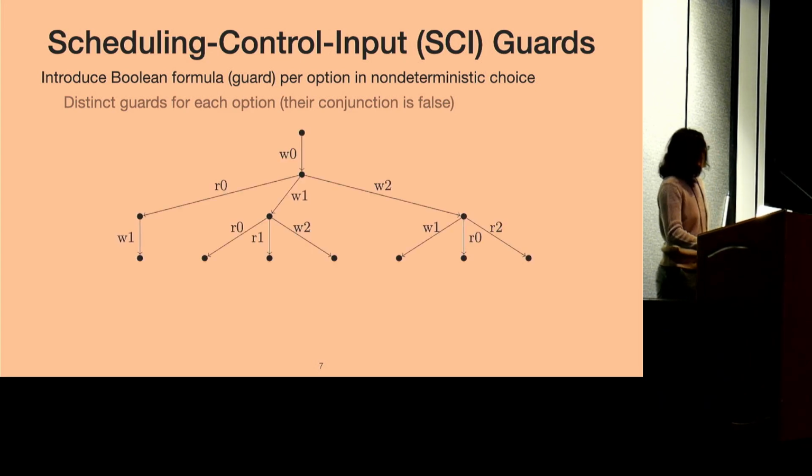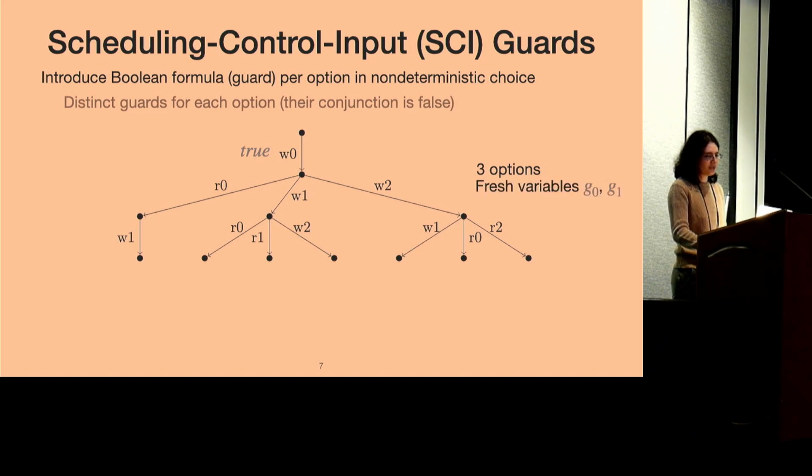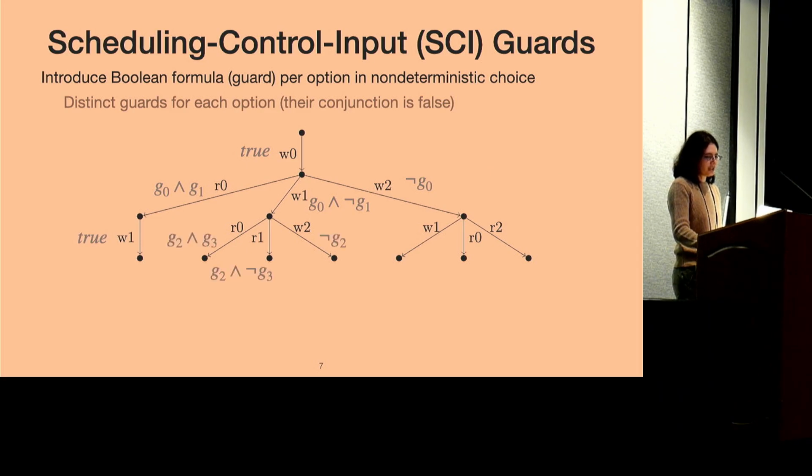So let's look at what that looks like on an example execution tree. Our first choice isn't really a choice because we only have one option, so the associated Boolean formula here is just going to be true. At the next choice, we have 3 options, and in order to have distinct guards for each of these 3 options, we're going to need at least 2 Boolean variables. So we introduce 2 fresh Boolean variables, G0 and G1, and use these to construct our distinct guards. For example, here we might have G0 and G1, here G0 and not G1, and here not G0. And we can do this for the rest of the execution tree.